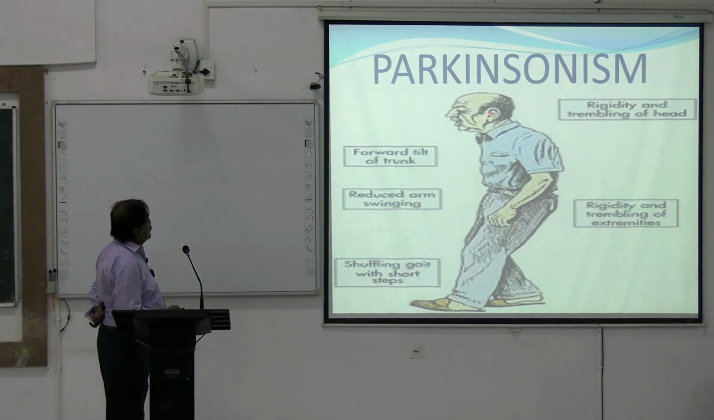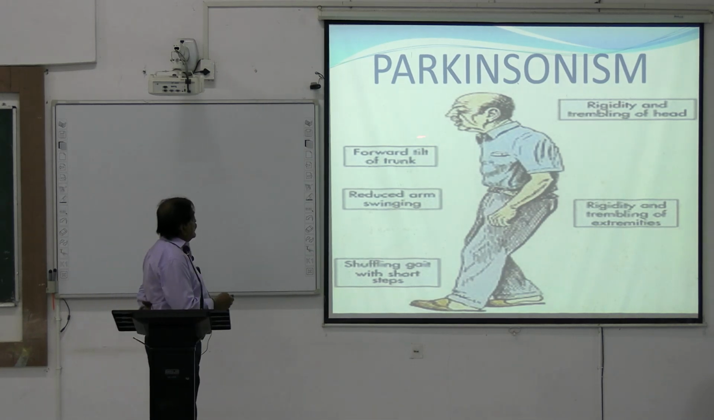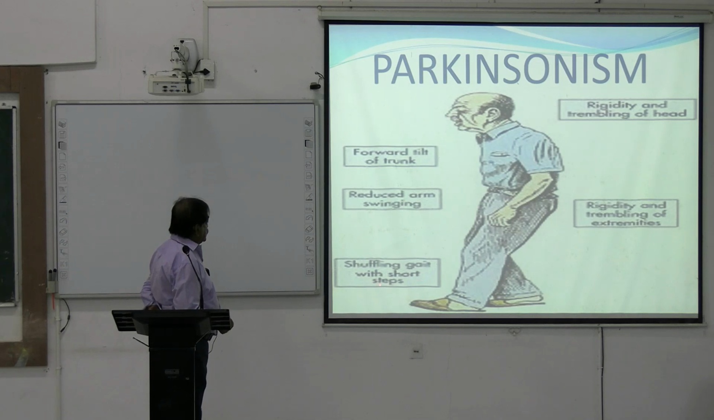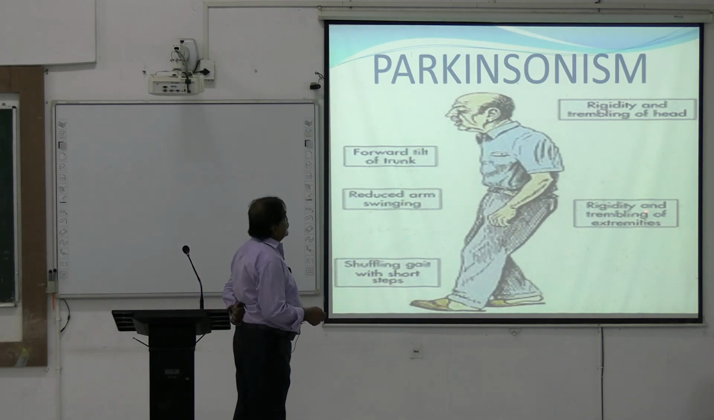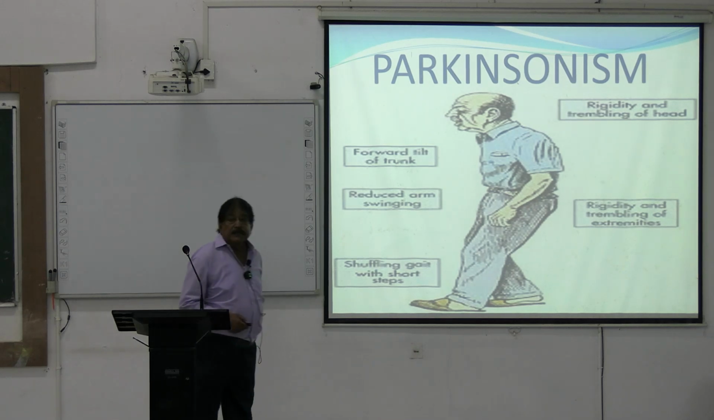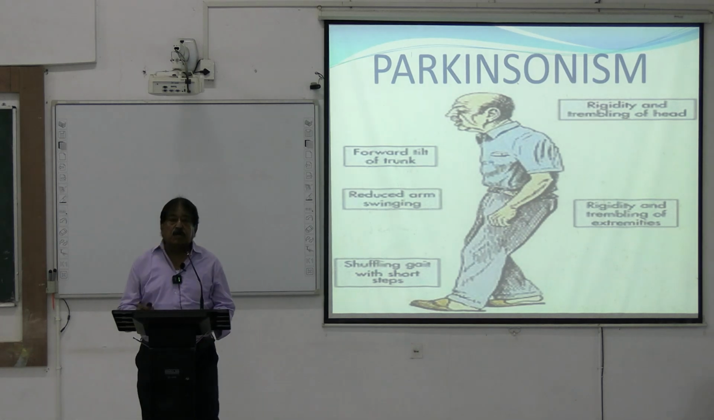Parkinsonism: forward tilt of the trunk, reduced arm swing, shuffling gait with short steps, rigidity and trembling of extremities, rigidity and trembling of head. Parkinsonism can be a short note.